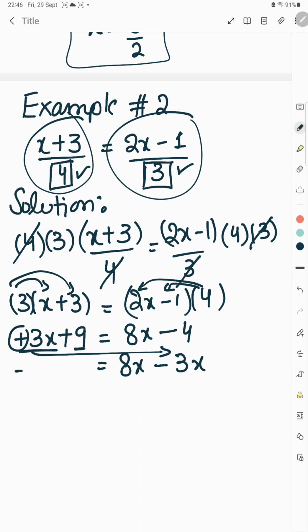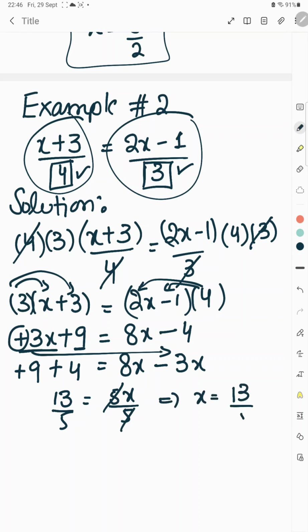Also here the 9 will remain in its place and the minus 4 will shift to the other side, so it will become plus 4. So here 9 plus 4 is equal to 13 and 8x minus 3x is equal to 5x. Now here, as we need the value of x and 5 is an extra number, we have to eliminate this 5 and divide both sides of the equation by 5. So we get x is equal to 13 by 5, which is our final answer.